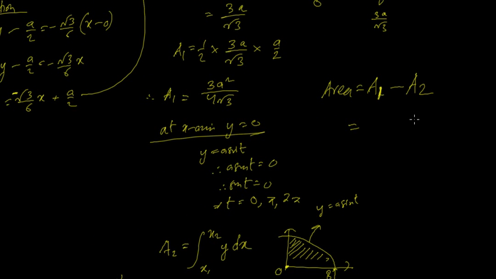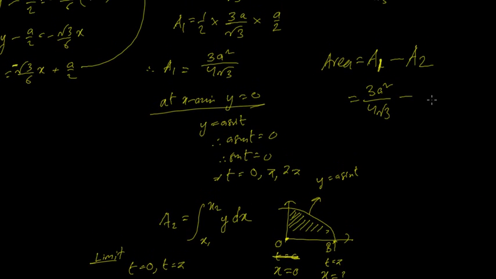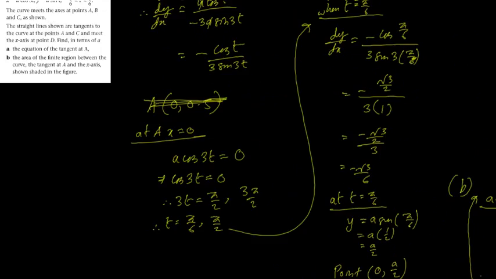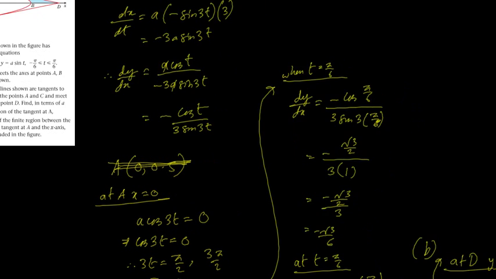So a1 was 3a squared divided by 4 root 3 minus, what is this? I cannot even read this. This is 3a square root 3 by 16, minus 3a squared by 16 root 3. So we have to do the calculation. And what was the question? The question was to find the area of the shaded region. So that would be the area of the shaded region.